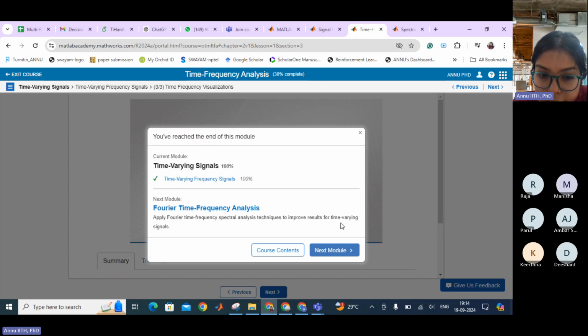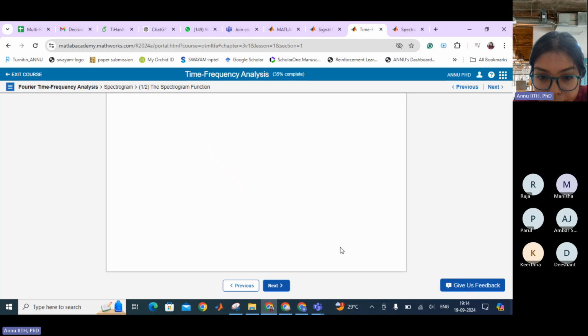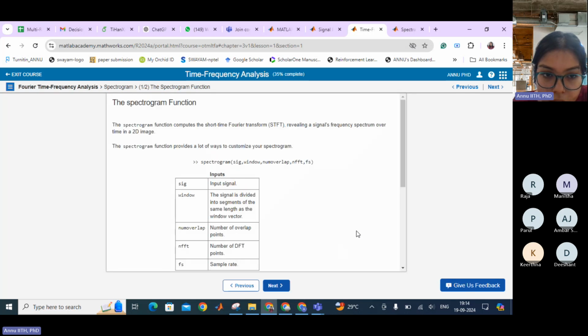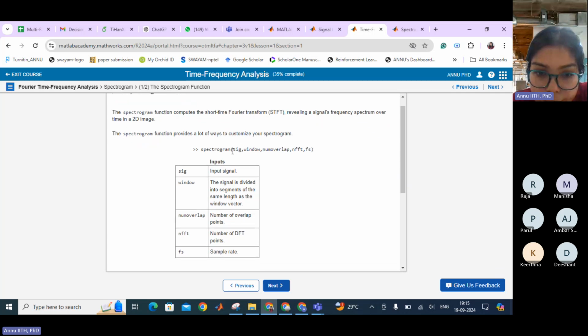Next module is Fourier time frequency analysis. The spectrogram function computes the short time Fourier transform, revealing the signal's frequency spectrum over time in a 2D image. The spectrogram function provides a lot of ways to customize the spectrogram. The signal is the input signal.